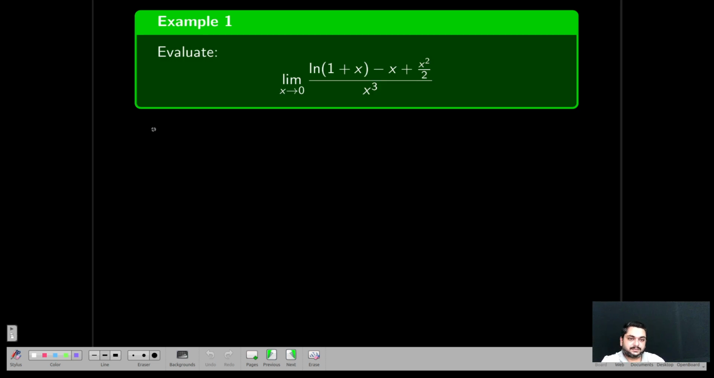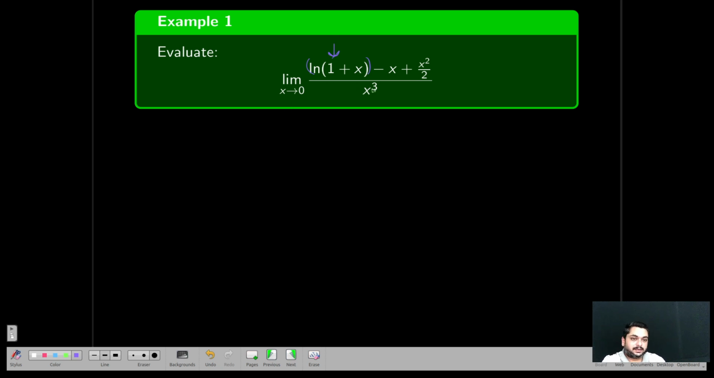Let us see, this is limit of (1 plus x) minus x plus x square by 2, divided by x cubed. So it is in what form? 0 by 0 form. If it is 0 by 0 form, I can apply L'Hopital's rule, but I have to repeatedly differentiate these. So for example, if it is x power 8 here, 8 times you have to differentiate repeatedly. So instead of that, we can just approximate this function using Taylor series.